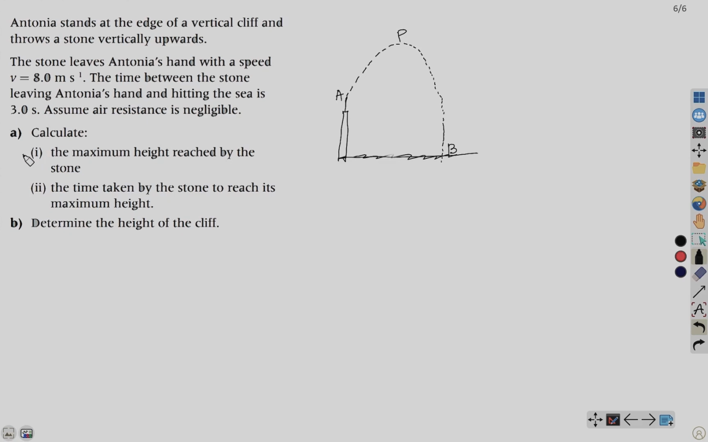So the first problem, we have to determine the maximum height reached by the stone. So you have to determine this one. Let's say this is h. So, as we have seen in our last problem, the maximum height reached can be determined by using this formula.